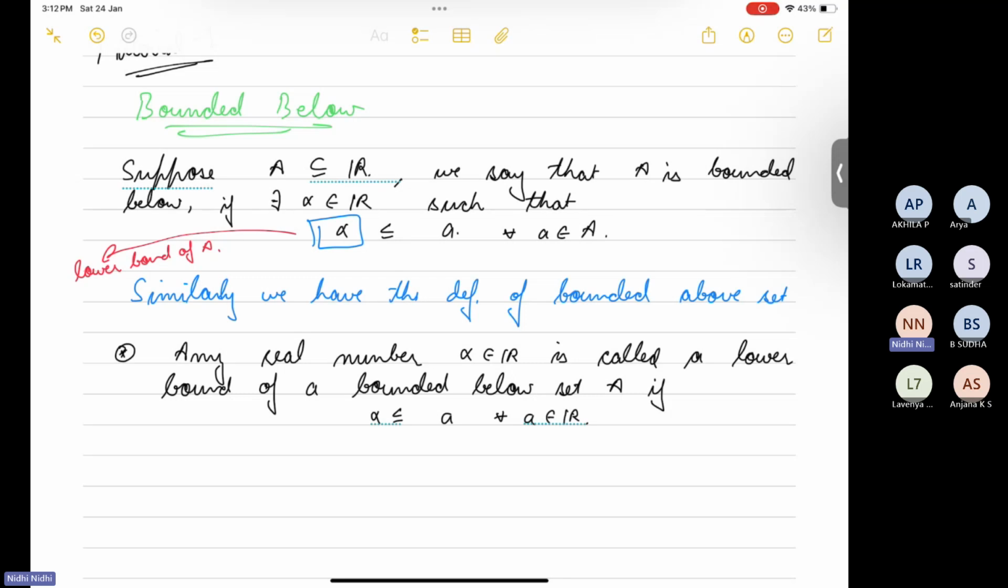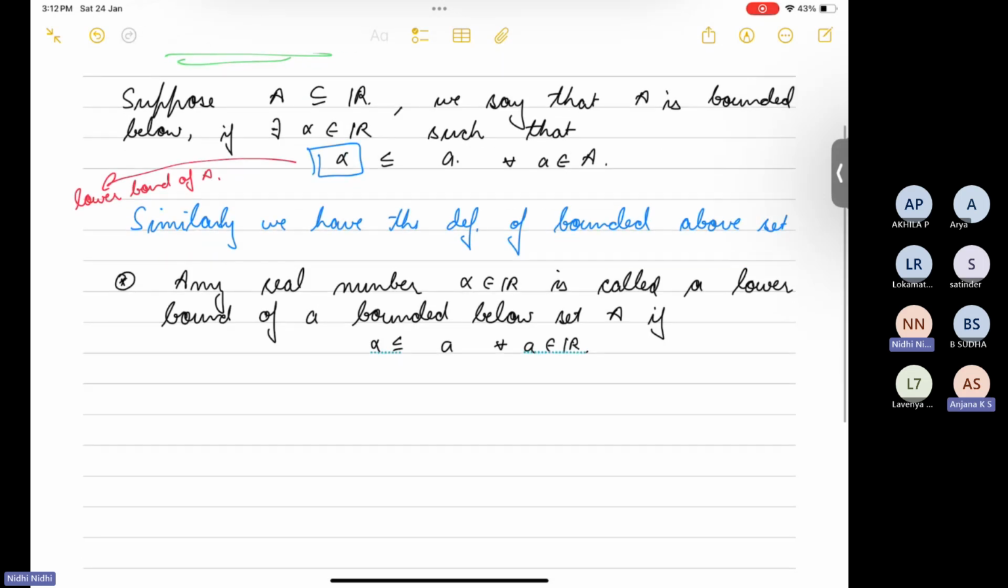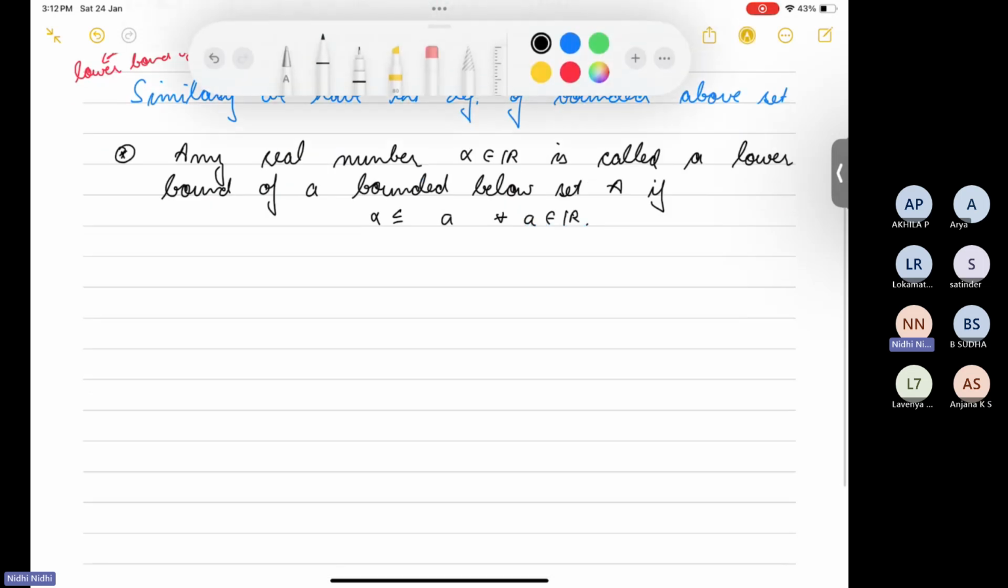Then next comes the notion of infimum. Similarly, you can visualize yourself what we mean by a bounded above set and what the upper bounds of a set are. Next comes the definition of the infimum of a bounded below set.